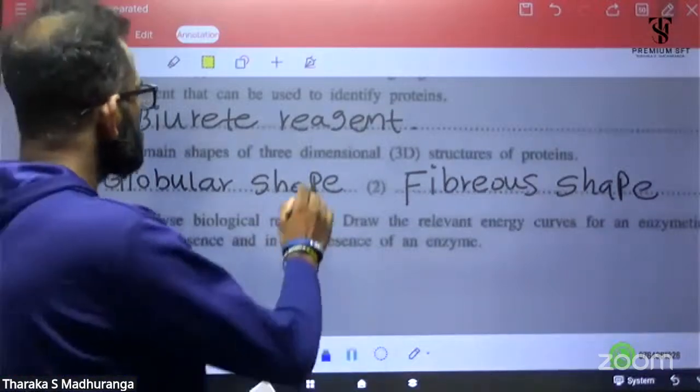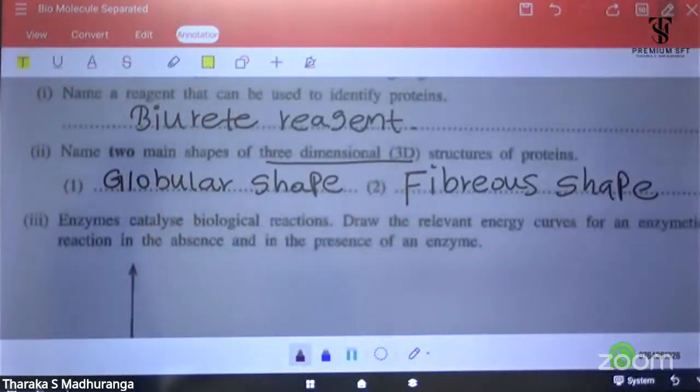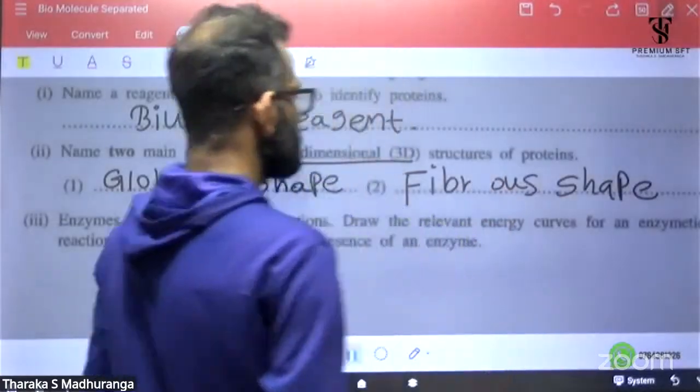3D structure means tertiary structure always. So, 3D structure. Fibrous.